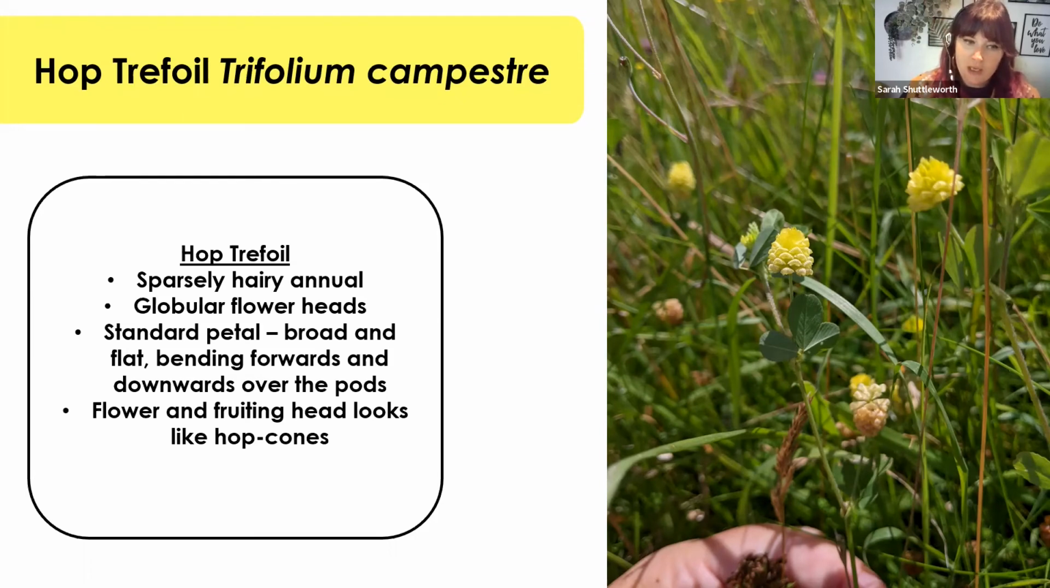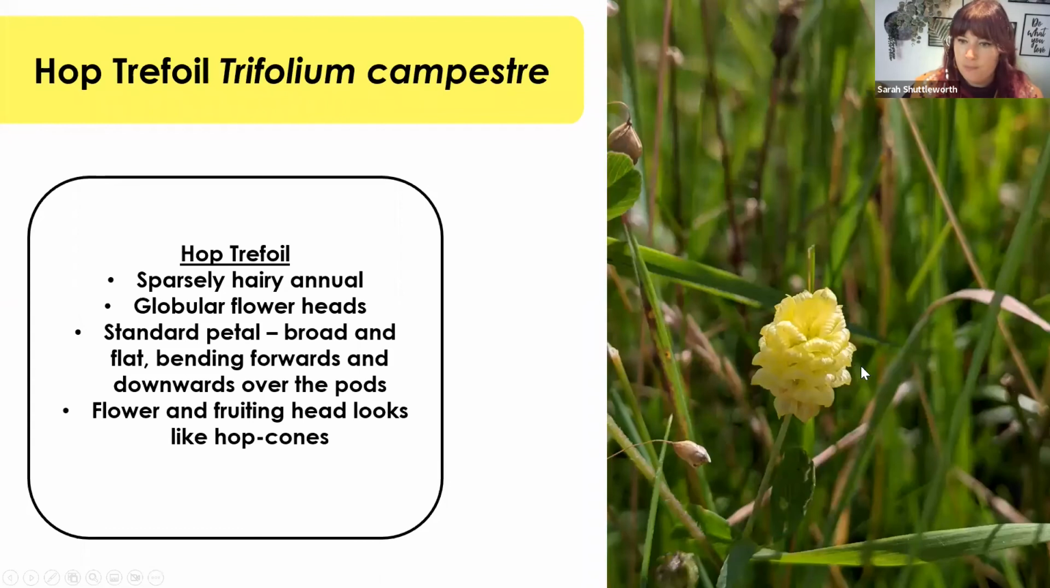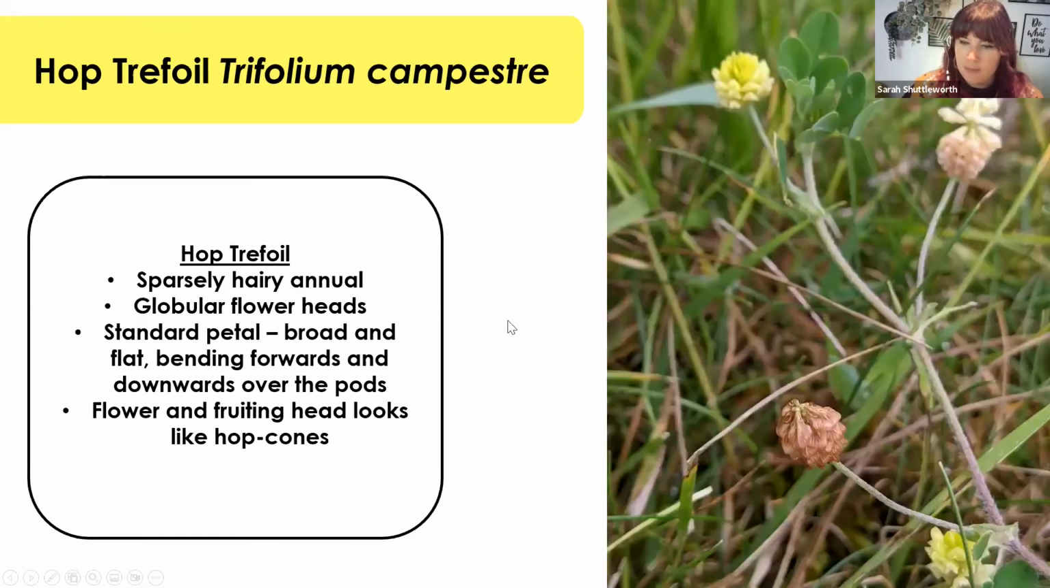And it has these globular flower heads with this standard petal, which you can just about make out here, that's broad and flat and then bending forwards and downwards over the developing pods. And basically the whole shape and arrangement looks like a hop cone, which is why it's called hop trefoil. So you can see a little bit closer here of that arrangement of that standard petal folding down and over, and how it creates this whole shape. And then as it dries over the developing pods, you can see it keeps that shape, but almost becomes even more down and more like a hop cone.